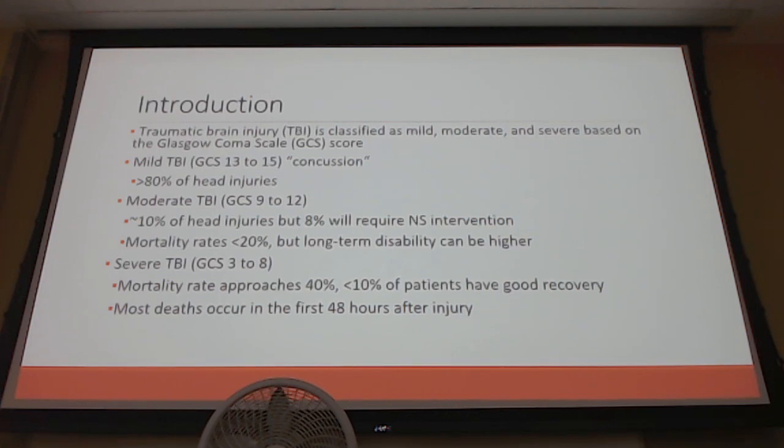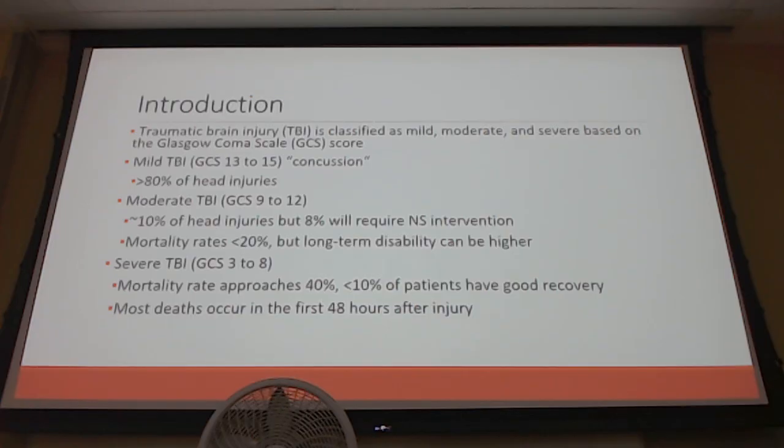All right. So, we classify TBI into different categories based on GCS scores. The most commonly used one has mild, moderate, and severe. You'll see some variation in scoring. Some think that because there's a big jump between 13 and 14 on the GCS, some say mild is 14 to 15, some say 13 to 15, but we're going to go with 13 to 15 on this. Most head injuries are going to be in that mild category, over 80%.